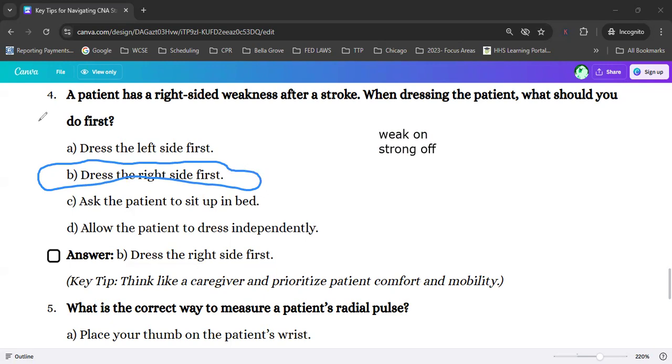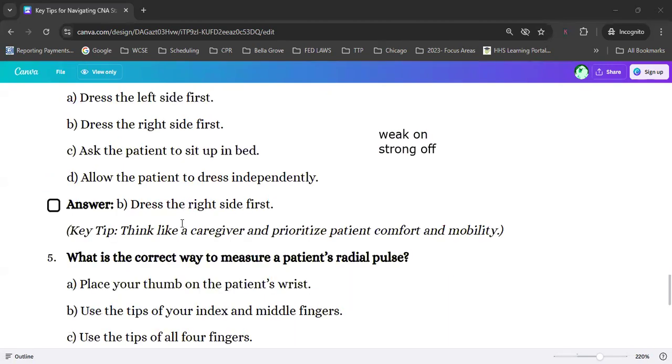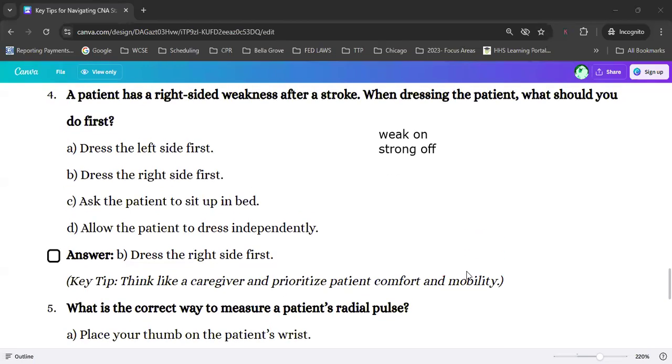So again, the key tip that we're applying in this scenario is that we are thinking like a caregiver. We're prioritizing that comfort and mobility. And why are we doing that? When you put on an item weak side first, like on the weakest side of the resident's arm, you don't have to pull or extend that arm, right? It could be very painful for the resident. So that's why we start with the weakest side when we're putting something on.